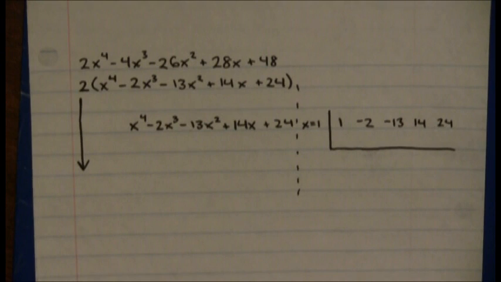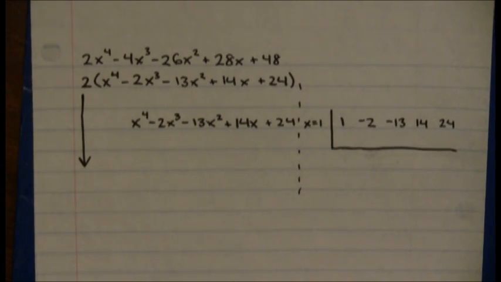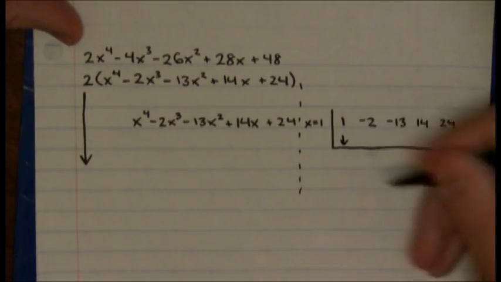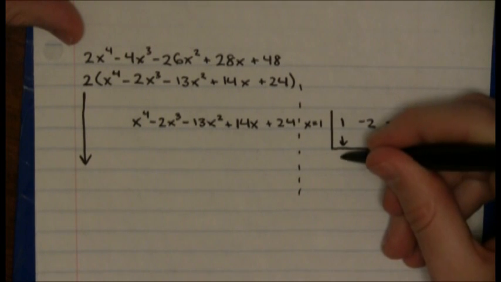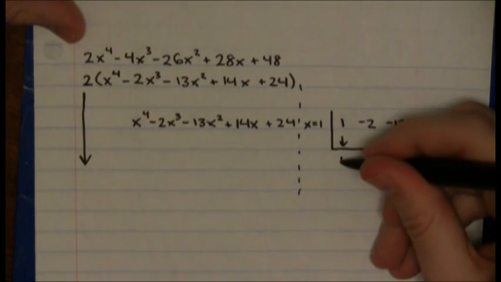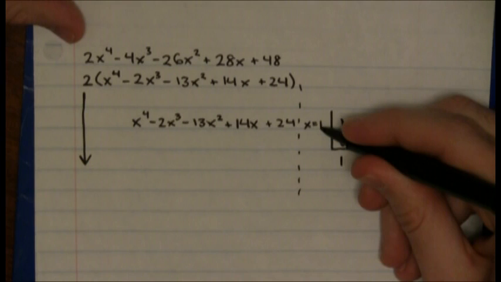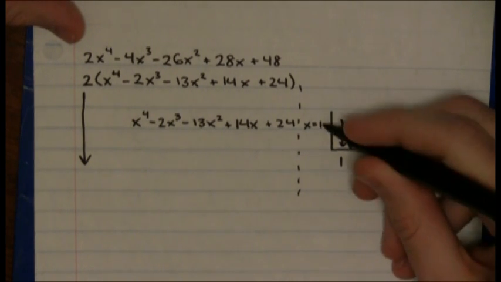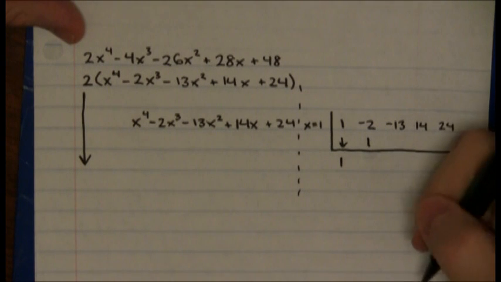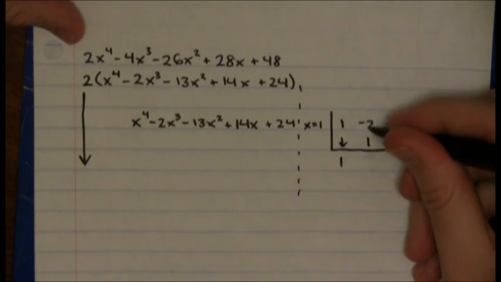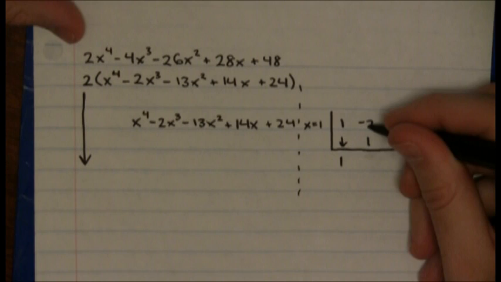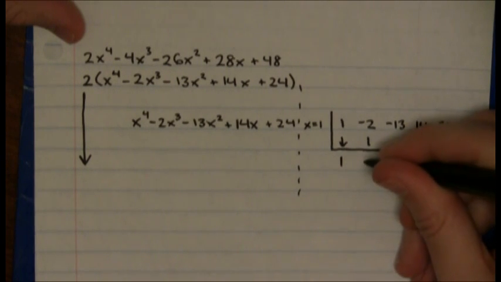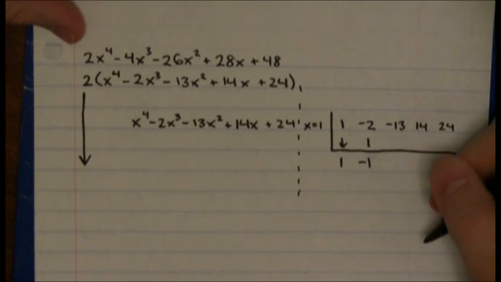Now to perform synthetic division, you do the following steps. You first drop down the first number outside the box. So I have a 1 outside. Then you multiply this number times this number to get this number here. So 1 times 1 is 1. Then I add this column straight down, so -2 plus 1, get to this point. Then I repeat this process.